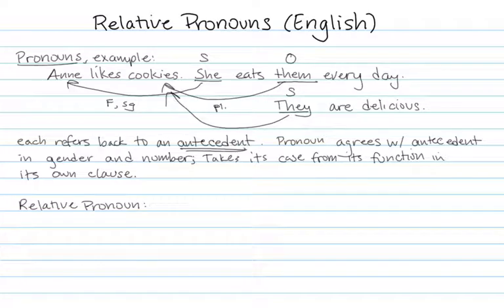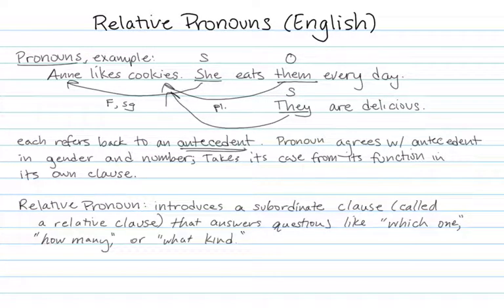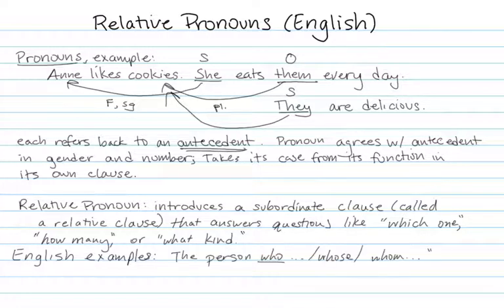So now let's talk specifically about the relative pronoun. A relative pronoun introduces a subordinate clause, specifically one we call a relative clause, and this particular subordinate clause answers questions like which one or how many or what kind. Notice that we're not asking a question, we're answering a question. So an English example is the person who does something, or the person whose book I have, or the person whom I like.